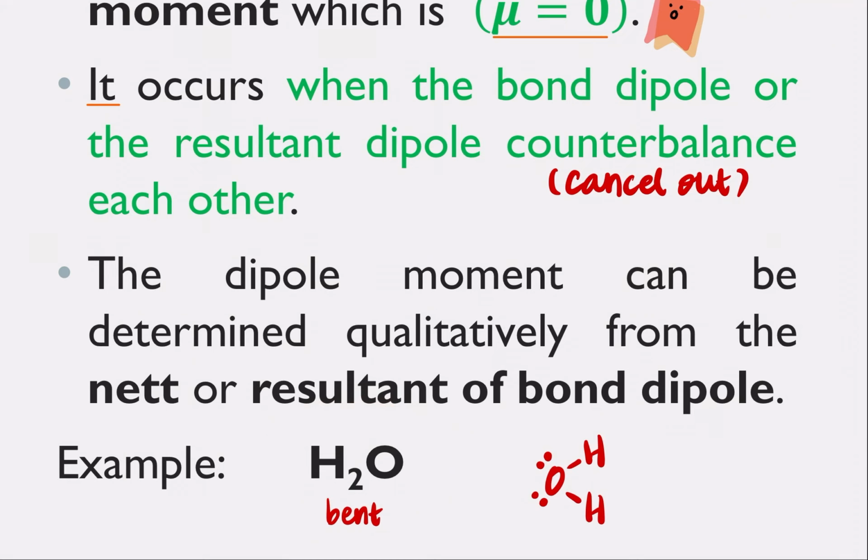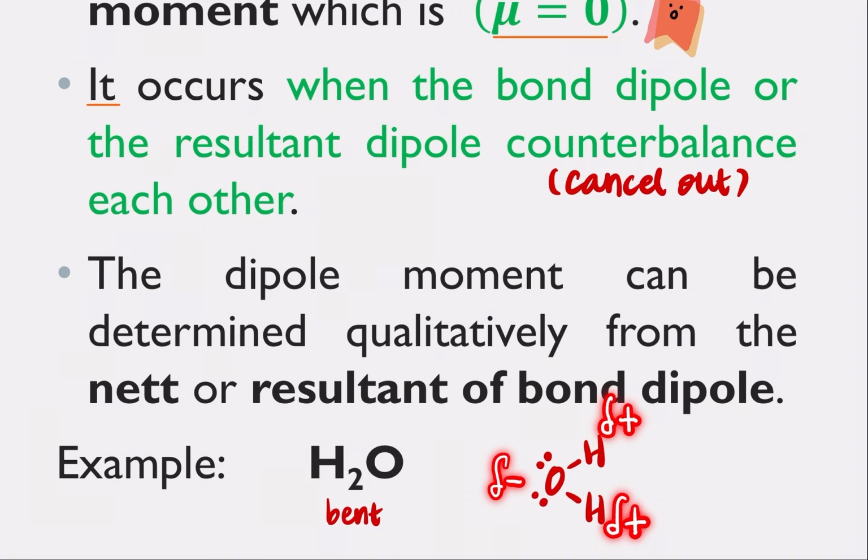So if you look at the shape of a water molecule, it is a bent shape. First, you're going to put your partial positive and partial negative. Oxygen is more electronegative, so it has delta negative. Hydrogen will have the delta positive sign.